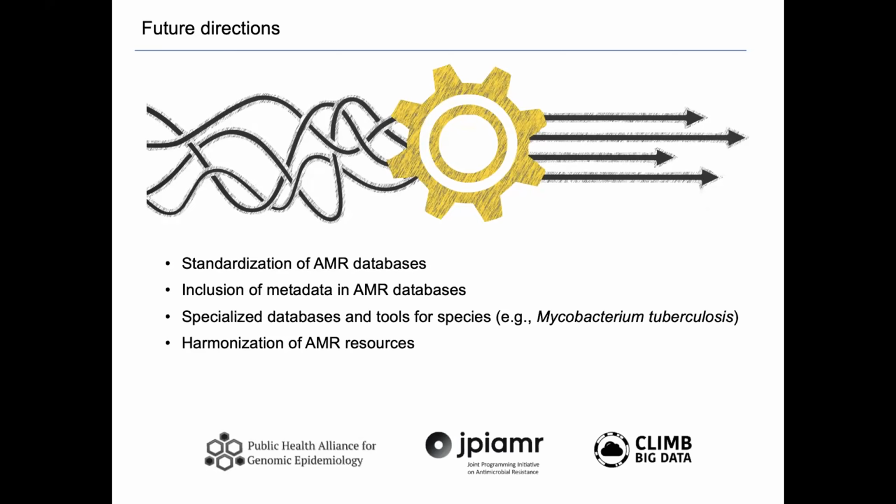And so perhaps more species-oriented databases and tools are required for AMR genomics. For example, for something as complex as Mycobacterium tuberculosis, this could be useful. And then something that I'm sure the other speakers will touch on later is the need for the harmonization of all of the AMR databases, tools, and resources to be really able to compare and contrast what they are doing with the genomic data. And this in turn impacts our ability to interpret the results downstream.